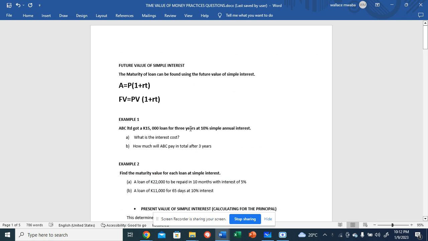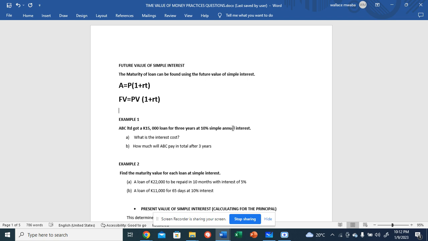For example, this company gets a loan of 15,000 for 3 years at 10% simple interest. In this question, we first want to know the interest cost, then we want to know how much this company is going to pay after these 3 years.